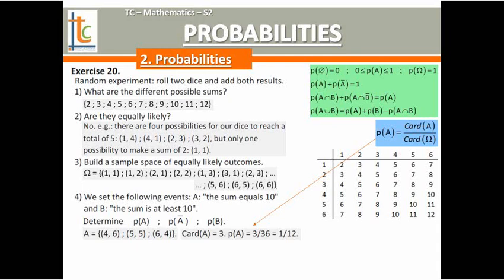The probability of A bar can be obtained quickly with this formula, of course. So 1 minus 3 over 36. So that is 33 over 36. So 11 chances out of 12. And the probability of B is obviously 6 over 36 because there are 6 elements inside B.